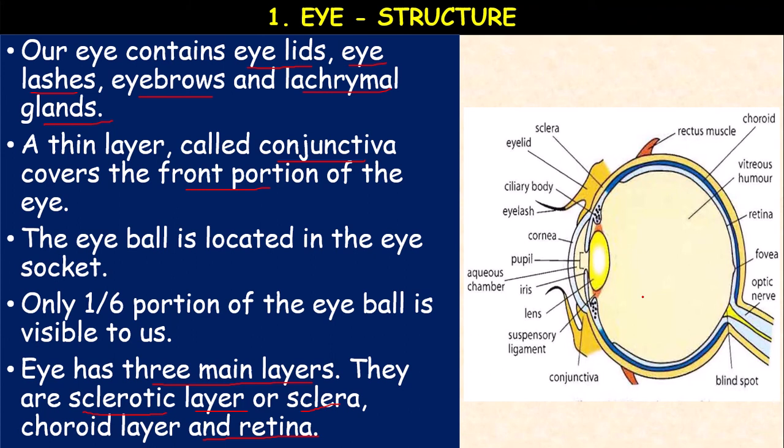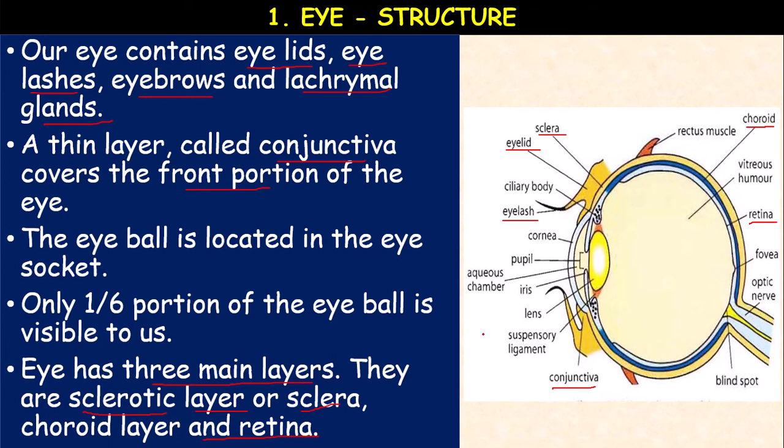So this is the eye structure. Here this is the eyelash, this is the eyelid, this yellow colored portion. And this is the conjunctiva, the front layer which protects the eye. So the eye is divided into 3 main layers. What are they? The sclera, or sclerotic layer, the outer layer, then the middle choroid layer, and the inner retina.